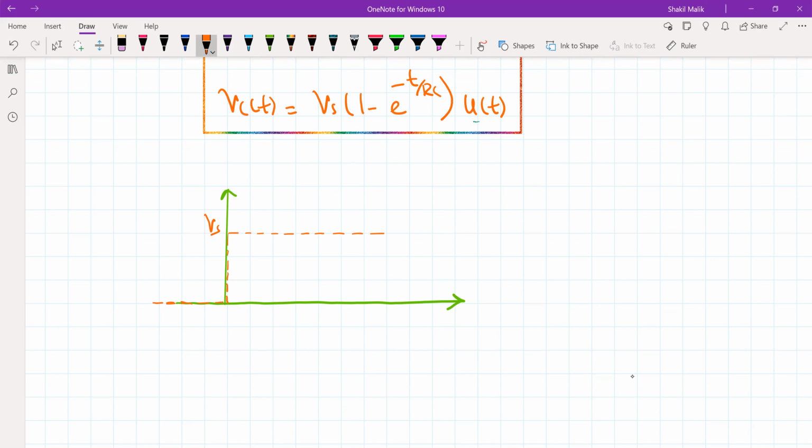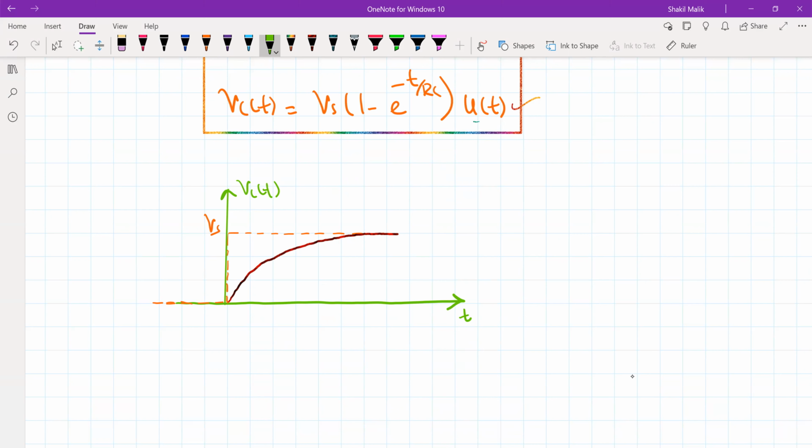All right. Now, what's the behavior of this equation? If you plot this expression, it looks like this. The capacitor voltage rises like this, means it increases like this and finally reaches this Vs, depending upon how long you have connected this source to this RC circuit. So the capacitor voltage rises like this and finally reaches the source voltage if you give it enough time.